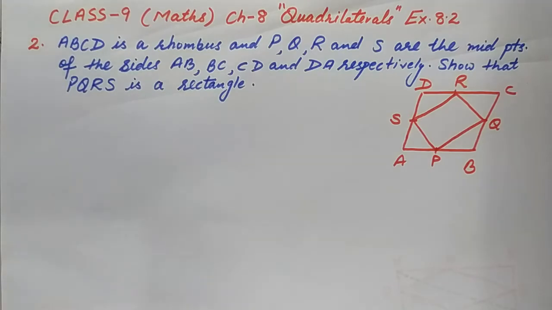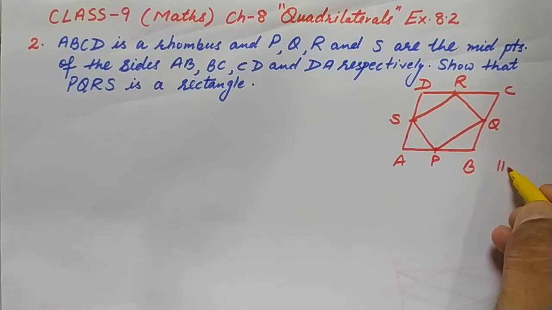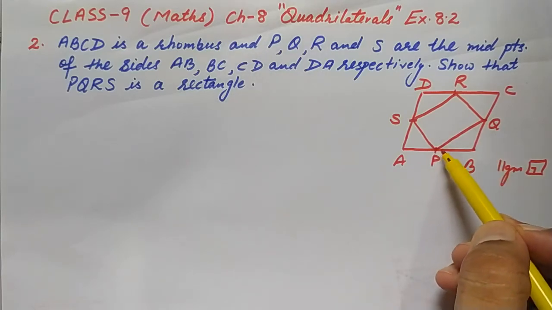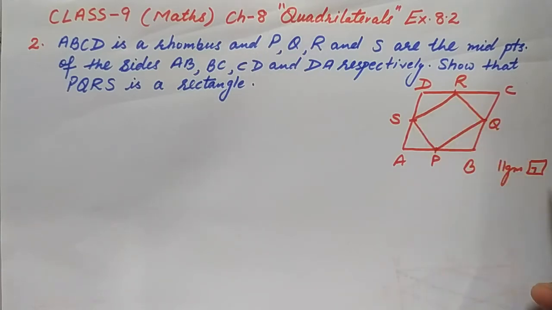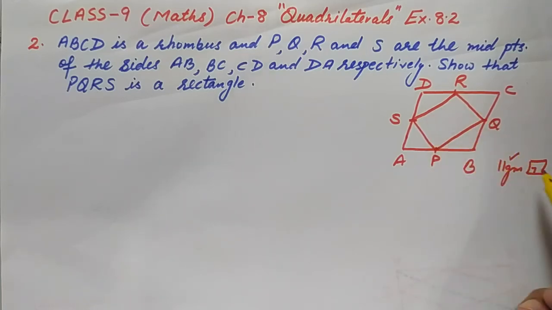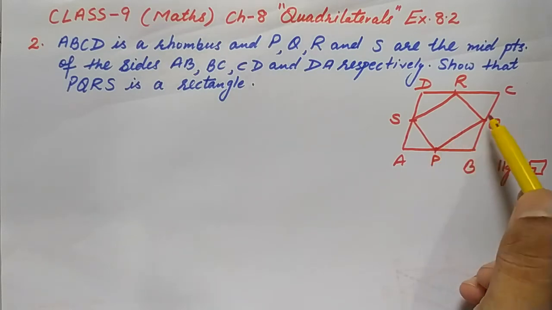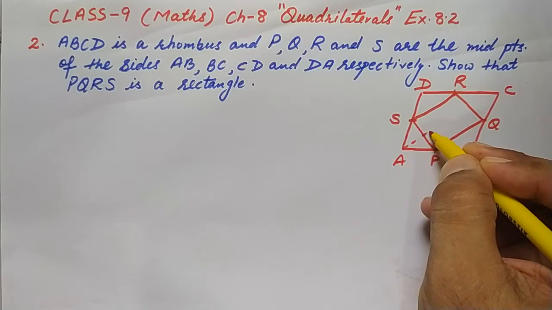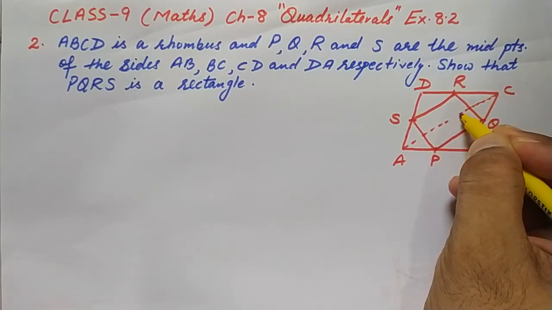First of all we should know what a rectangle is. A rectangle is a parallelogram in which one angle is 90 degrees. So if I first prove PQRS is a parallelogram, and then prove one angle of PQRS is 90 degrees, we can prove that PQRS is a rectangle. So we need to do two works: first, make PQRS a parallelogram, then prove one angle is 90 degrees. For this, we join diagonal AC. First I'll explain how to prove the parallelogram.